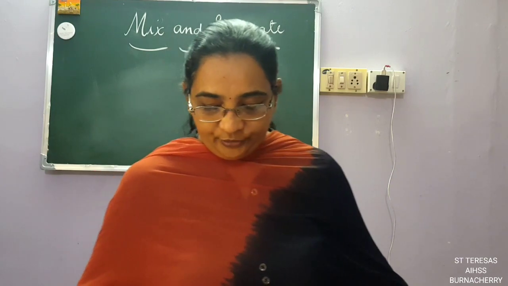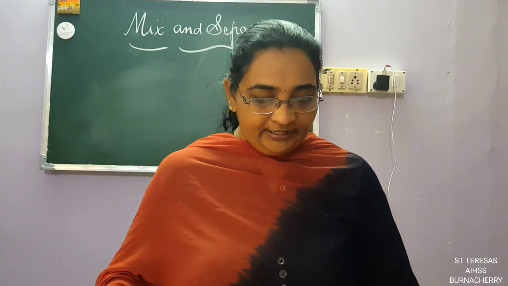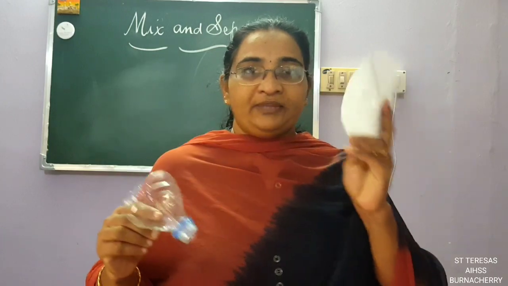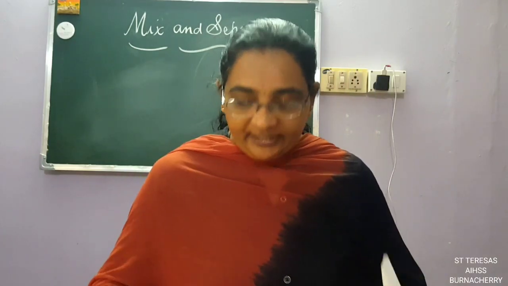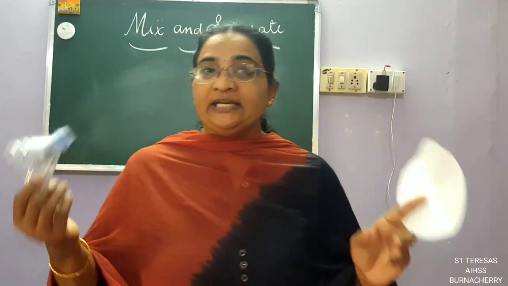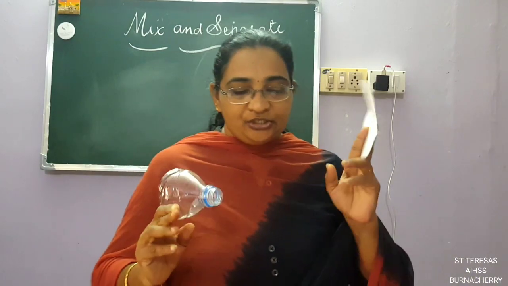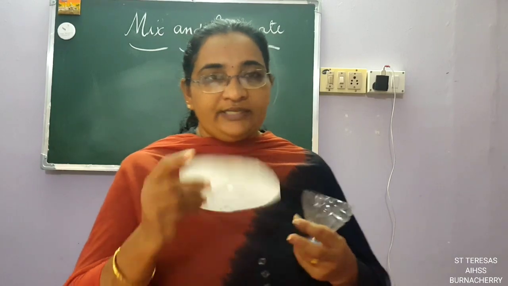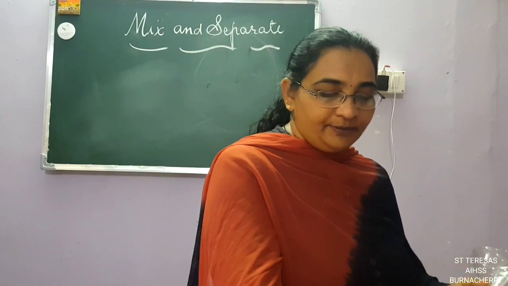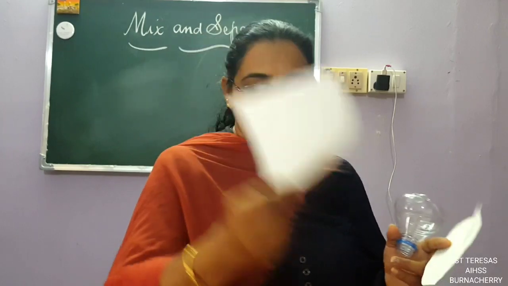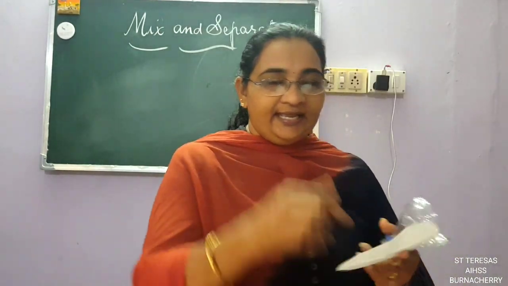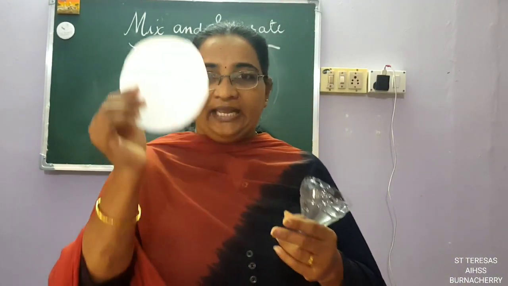So here I am going to explain that thing. We can use a funnel and a filter paper to make this water more clear. I can use a funnel and a filter paper. This filter paper, either you will get it as a round filter paper or you will get it as a sheet like this. So this sheet, I have cut it into a round shape and taken like this.